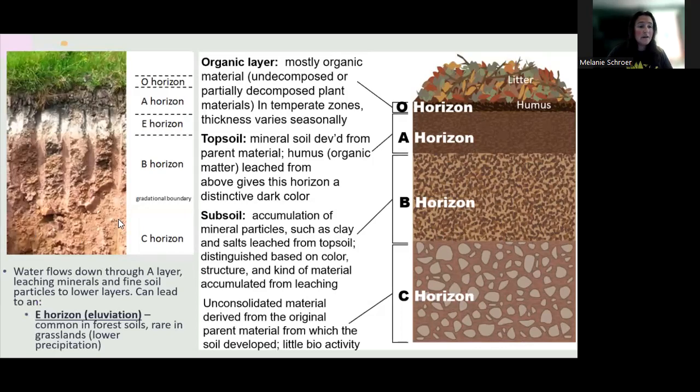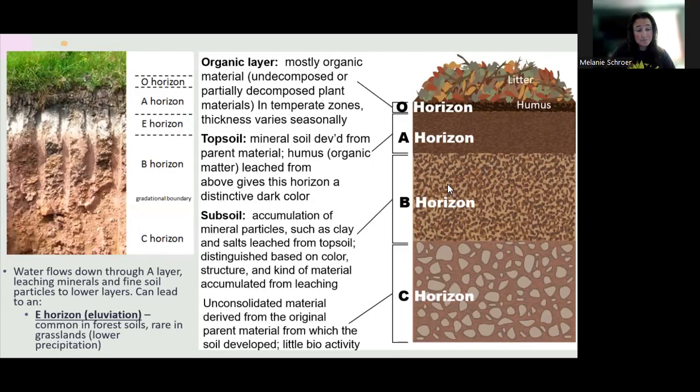So here is a soil profile. You can see that the colors change as you get deeper and deeper into the soil. Sometimes there is a very distinctive boundary, and other times there's not. There is one additional horizon that I want to point out in this soil profile that was not described in this soil profile, and that is the E horizon.